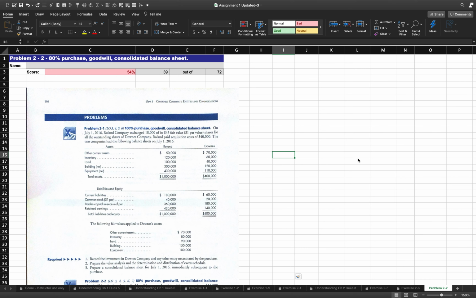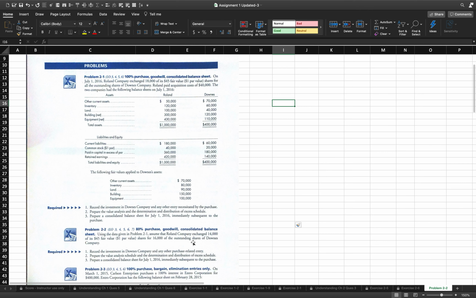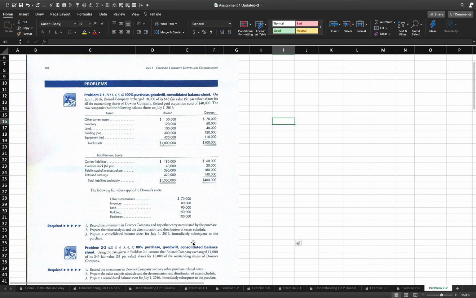We have in problem 2-2 down here a continuation of problem 2-1, which states that on July 1, 2016, Roland Company exchanged 18,000 of its $45 fair value shares for the outstanding shares of Downs Company. In problem 2-2, we simply changed that to saying that the Roland Company, on the same date, exchanged 14,000 of its $45 fair value shares for 16,000 of the outstanding shares of Downs Company.